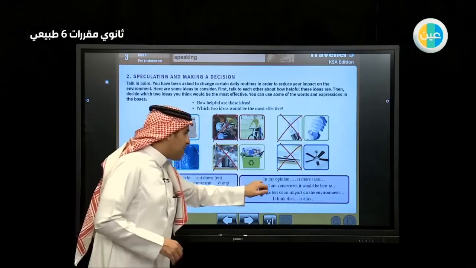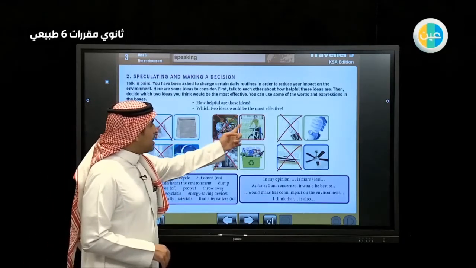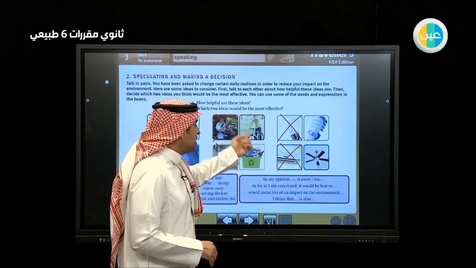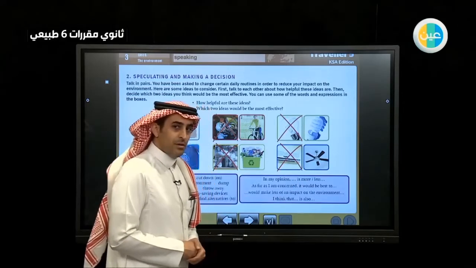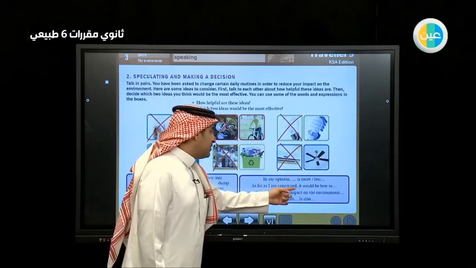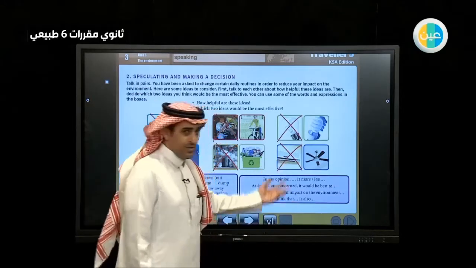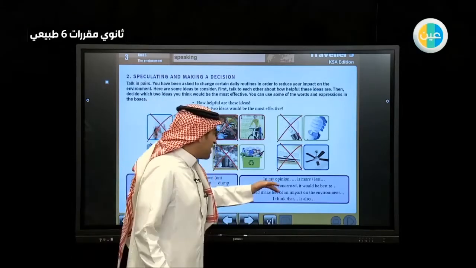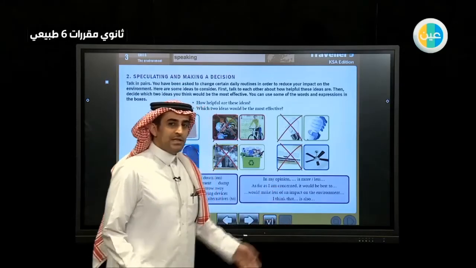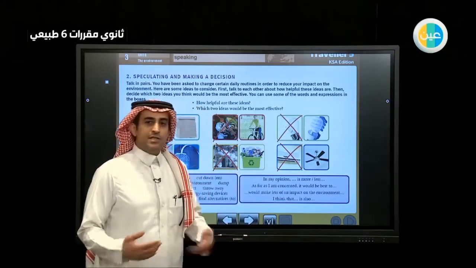Look at the expressions. In my opinion, okay, for example, let me talk about car and bicycle. I will say, in my opinion, using a bicycle is more, and complete your sentence. As far as I am concerned, it would make less impact on the environment. I think that all of them mean the same as in my opinion. You can use this one, the second one, the third one and the last one. But it's good to use each one of them in different sentences.